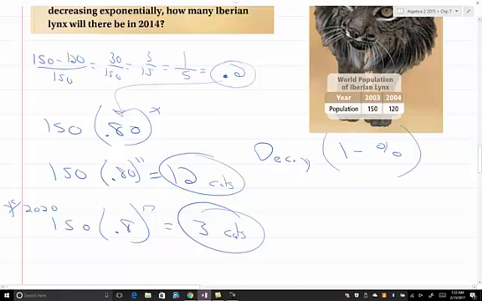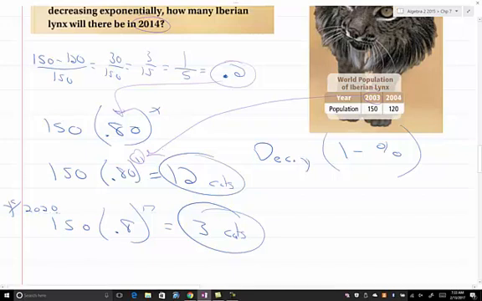And we're asking about 2014, so already an old question. So that would be 11 years from the 2003 starting date. So put in 11 years, so 0.8 to the 11th power times 150. We're going to round that off at 12 cats.